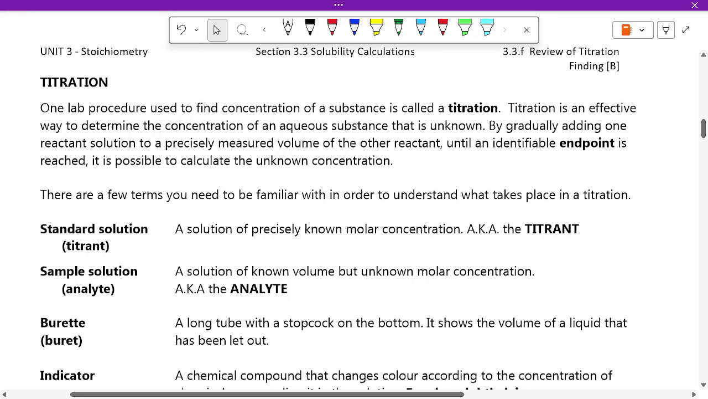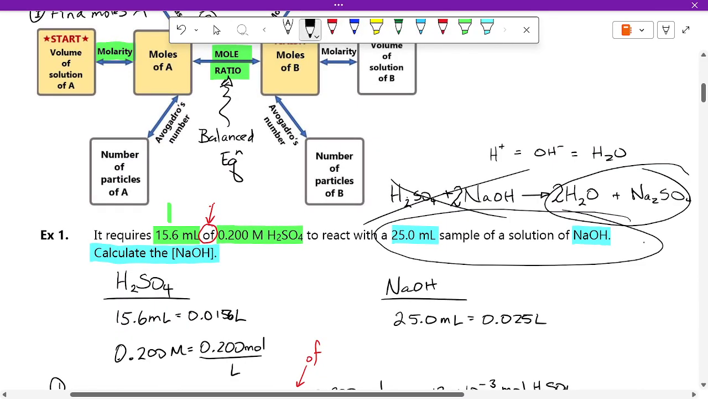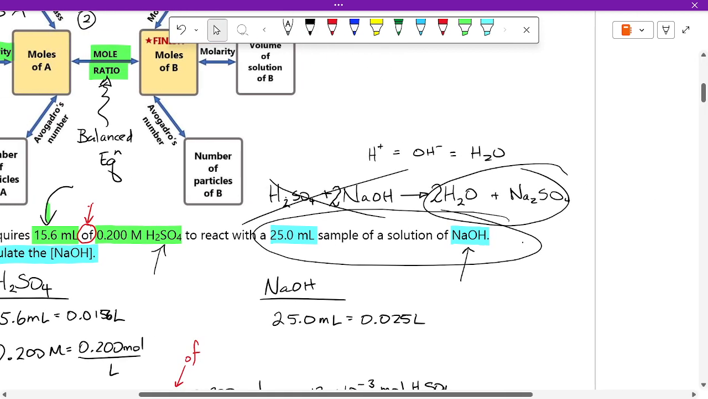Titration is one lab procedure that allows us to figure out how we knew that it took 15.6 milliliters. NaOH is a clear, colorless solution. H2SO4 is a clear, colorless solution. Water and Na2SO4 is a clear, colorless solution. How do we know when we have perfectly reacted the two together in stoichiometric ratio? We need to have an indicator.